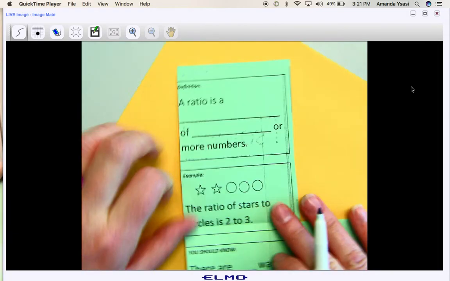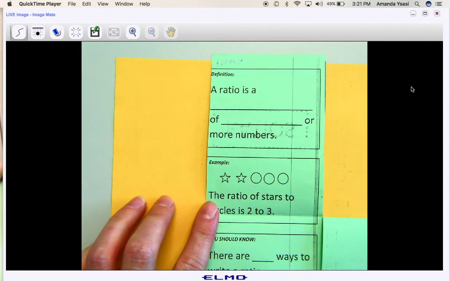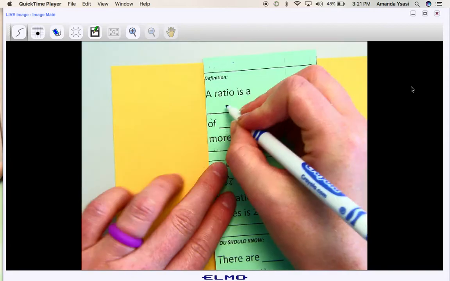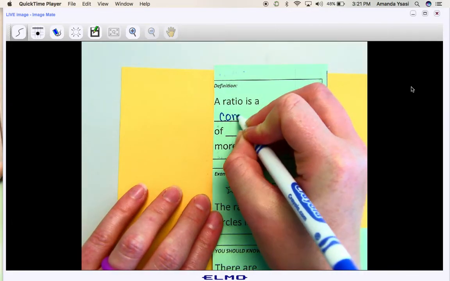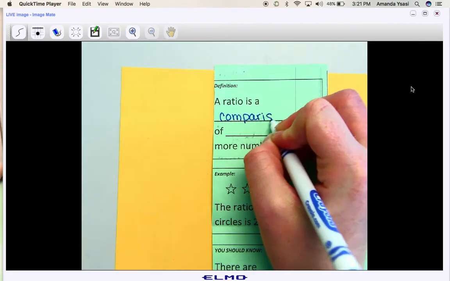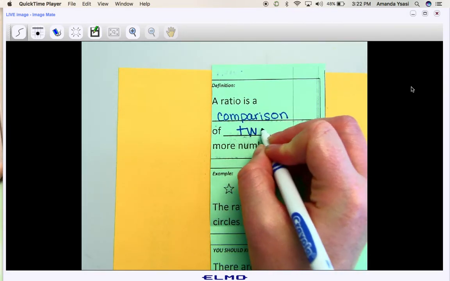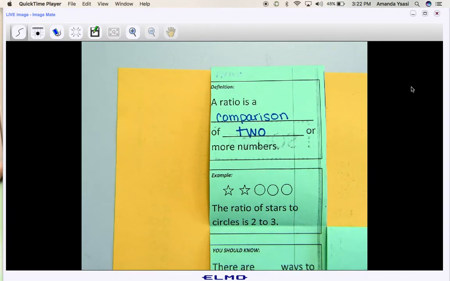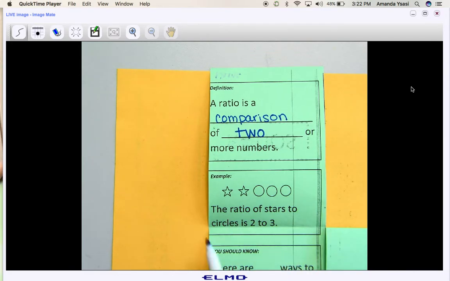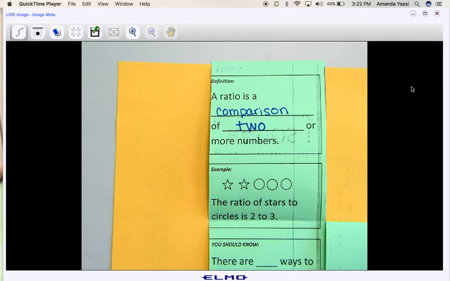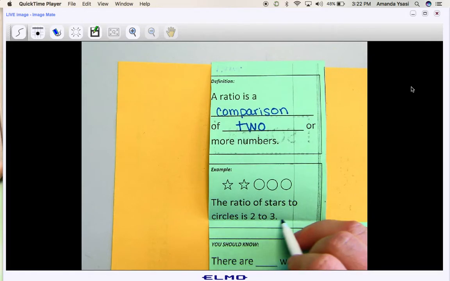Okay, so let's look at the first flap. A ratio is a comparison of two or more numbers. So we are going to compare two or more numbers. The example is we have 2 stars and 3 circles. So we can write the ratio of stars to circles as 2 to 3.